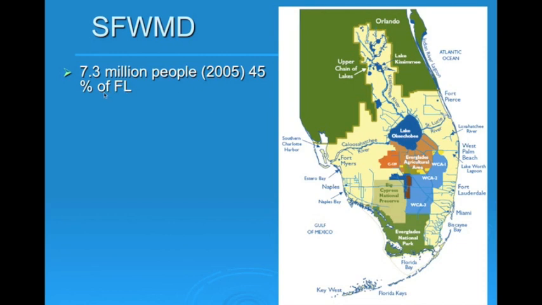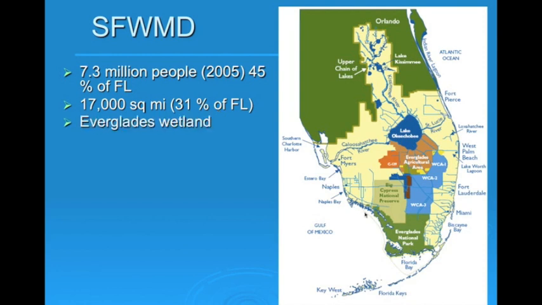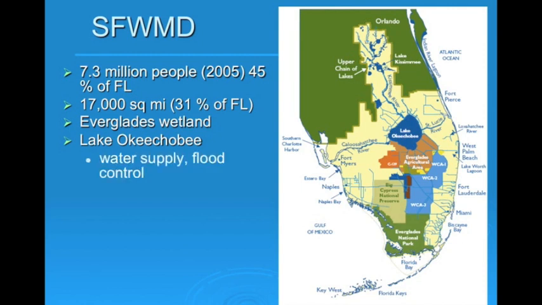Just to give you some of the big numbers. As of 2005, it's over 7 million people. I think today that figure is closer to 8 million people. It's about 45% of Florida's population. The overall area is 17,000 square miles, which is about 31% of the area of the state of Florida. You have the Everglades wetland here, confined now to the Everglades National Park, and you have Lake Okeechobee as the main hydrologic surface water body that sort of drives drainage in the system.